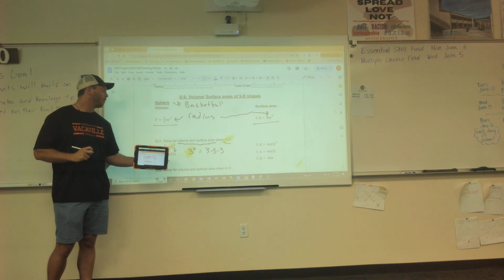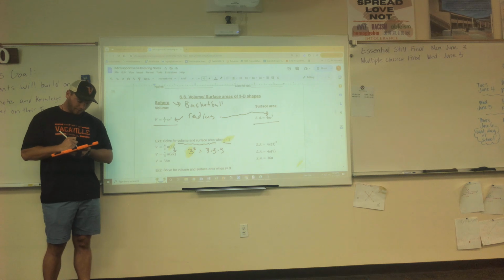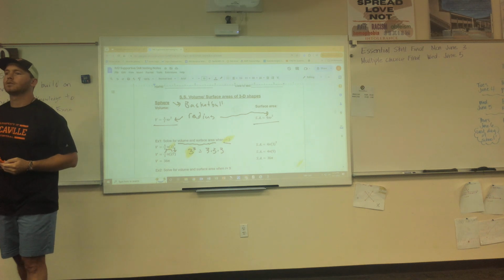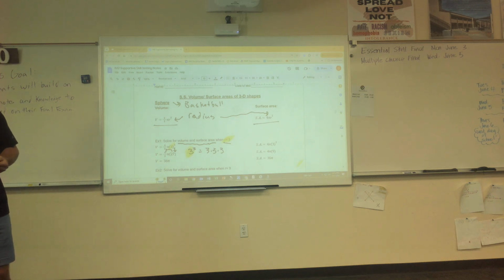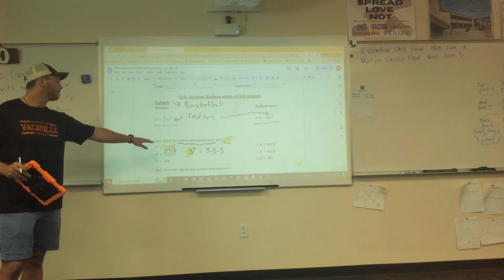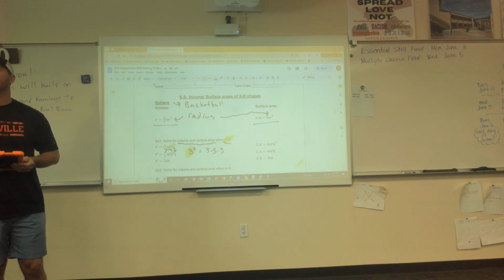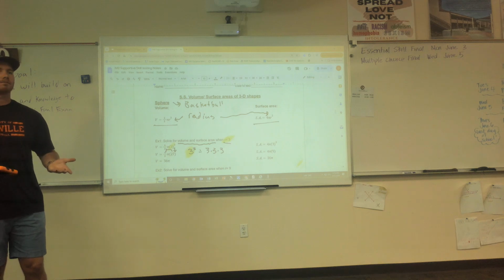Then what we want to do is focus on our 2 real numbers, our rational numbers: this 4 over 3 and this 27. Those are the 2 that we're going to combine.